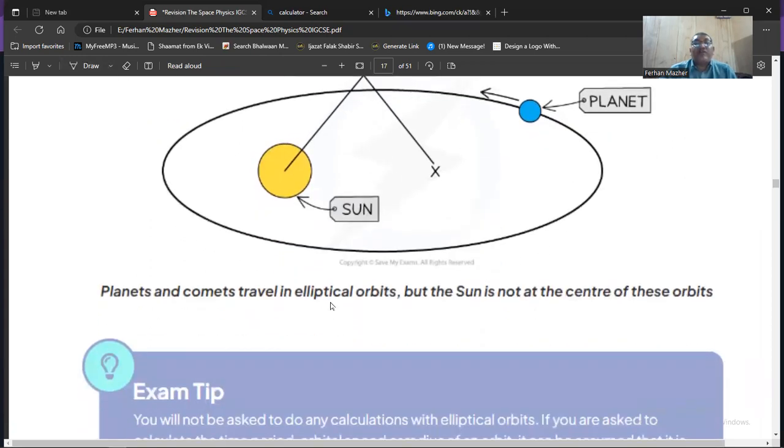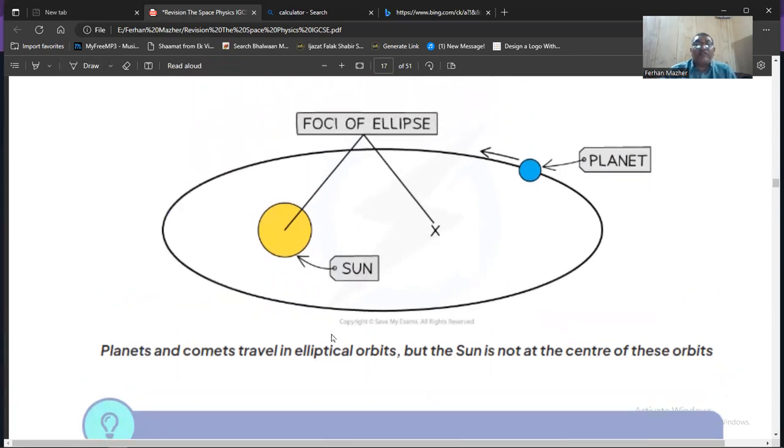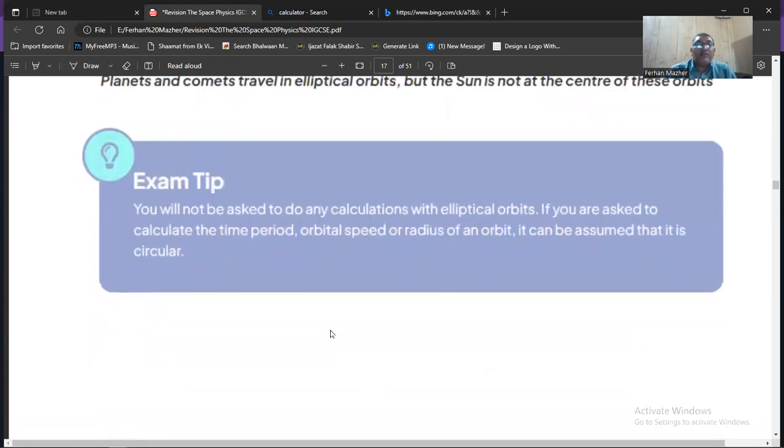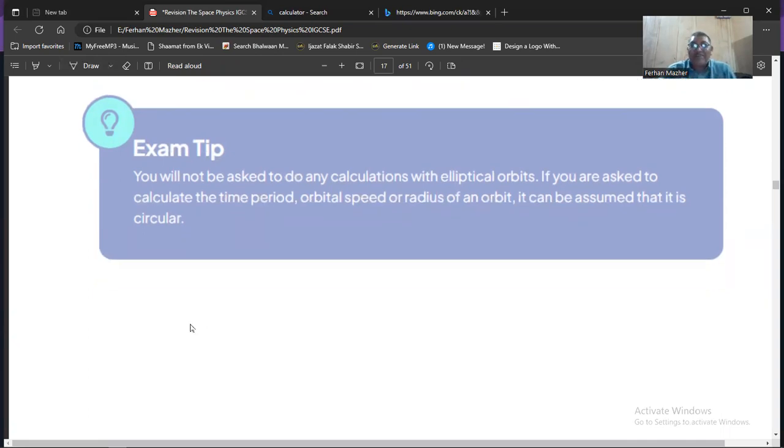Planets and comets travel in elliptical orbits, but the sun is not at the center of these orbits. Exam tip: you will not be asked to do any calculation with elliptical orbits. If you are asked to calculate the time period, orbital speed, or radius of an orbit, it can be assumed that it is circular. So remember this.